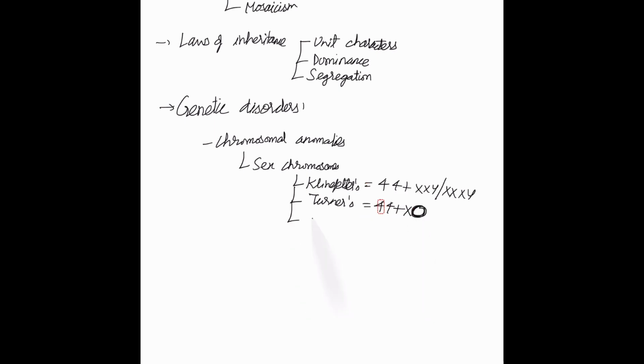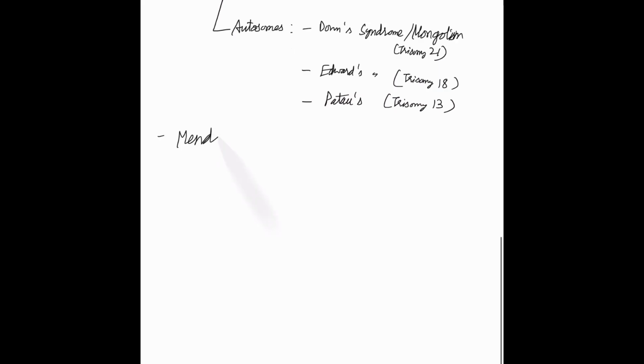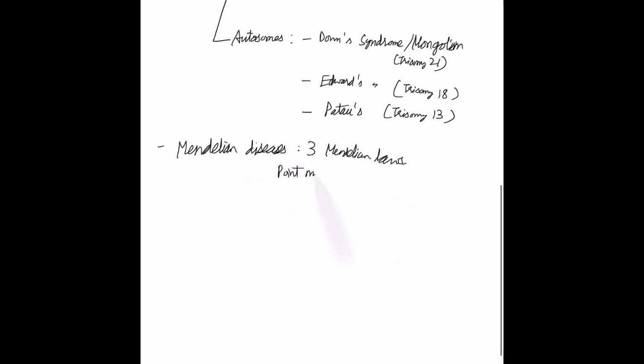In Turner's syndrome, on the other hand, you just get one X chromosome along with the 44 autosomes. If you get an extra Y chromosome, you're a super male. If you just have extra X chromosomes with an XX genotype, it becomes a super female. Coming to autosomal anomalies, we have trisomy 21, that's Down syndrome, trisomy 18, that's Edwards syndrome, and trisomy 13, that's Patau syndrome. Down syndrome is also known as Mongolism.